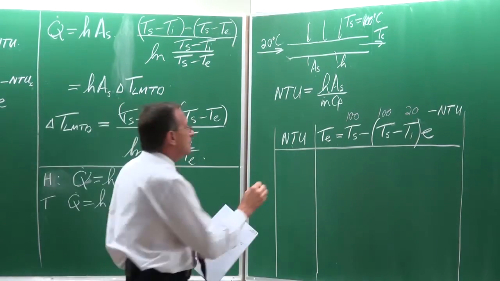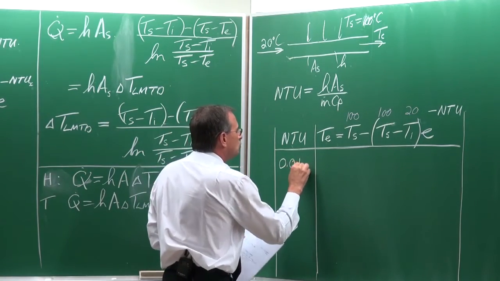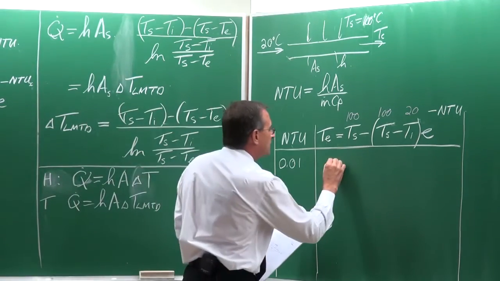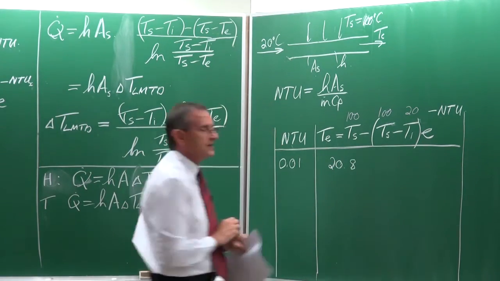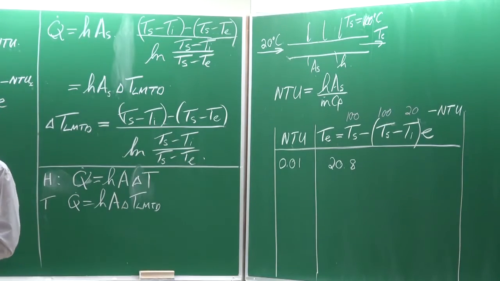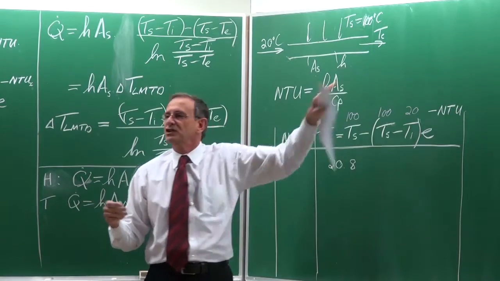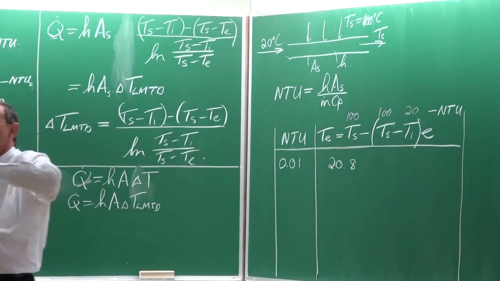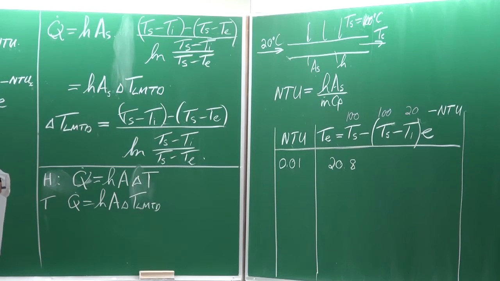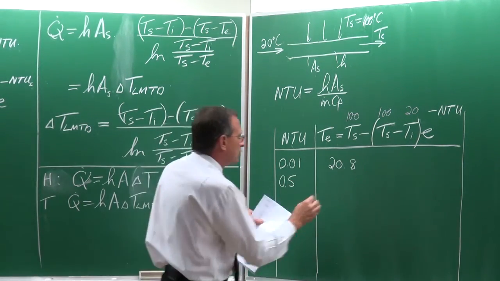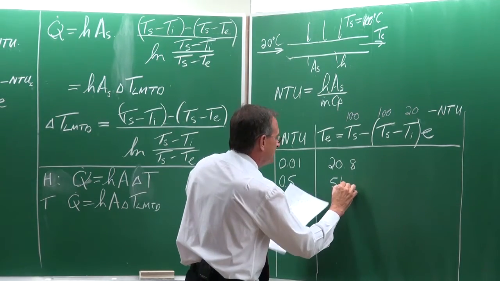Right. So let's suppose the NTU value is equal to 0.01. Then the outlet temperature would be 20.8 degrees Celsius. Therefore, the temperature increased just by 0.8 of a degree Celsius with a wall at 100 degrees. So what is our conclusion? Not much changed, did it? So let's make it a little bit larger, 0.5. At 0.5, the outlet temperature would be 51.5.